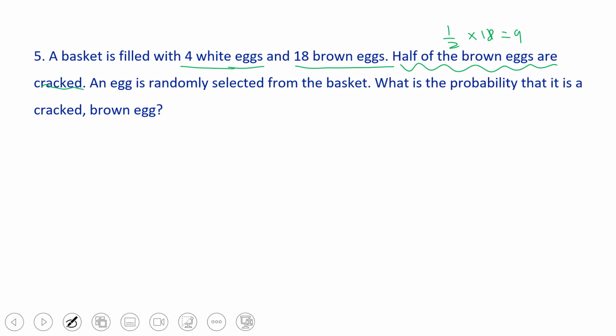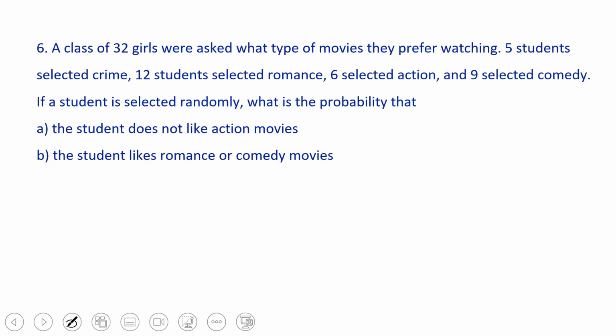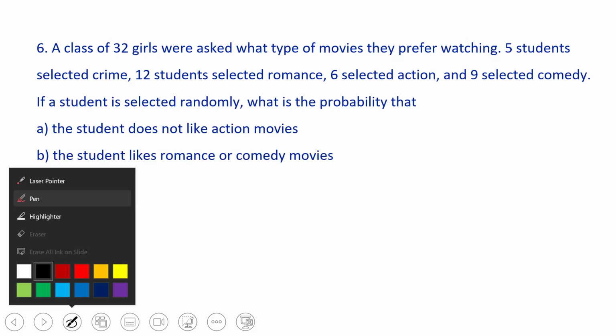So what is the probability of cracked and brown at the same time? Which is how many? 9 out of what? Out of the total. What is the total? I have 4 white and 18 brown, okay? So I have 9 over 22. You can find the decimal of this one, right? Okay, now, what are the outcomes we have here?